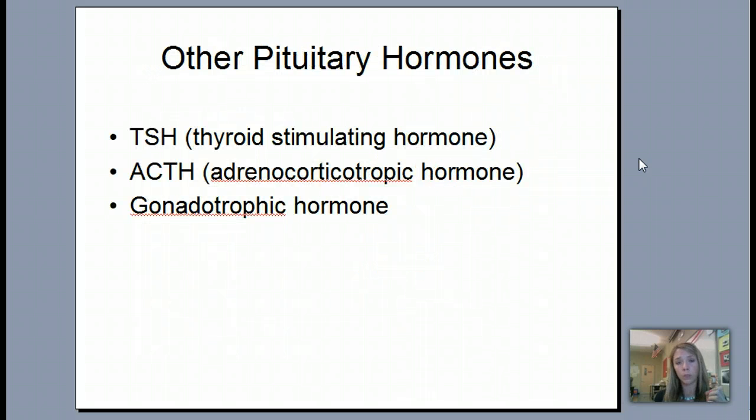Other hormones that are released from your pituitary gland: you have your TSH, your ACTH, and your gonadotrophic hormones. Memorizing these, we'll work on in class, but let's look at what they do. The TSH is my thyroid stimulating hormone. What gland do you think this hormone activates? My answer is going to be here. It goes to my thyroid gland. So it's made in the pituitary gland and goes to my thyroid gland to produce hormones there.